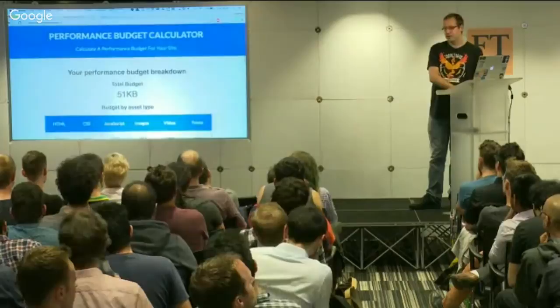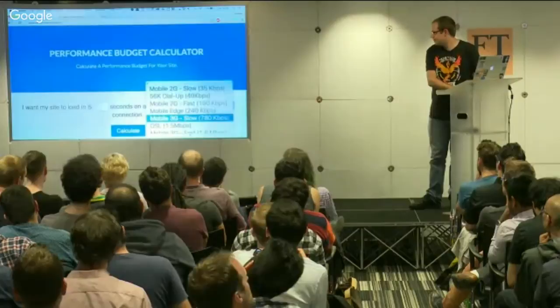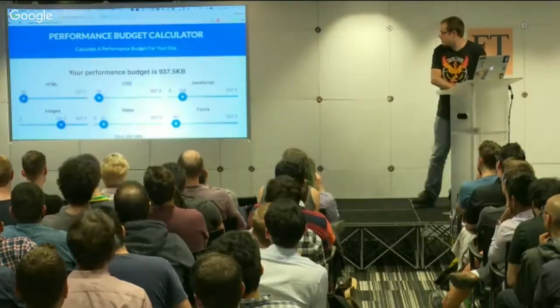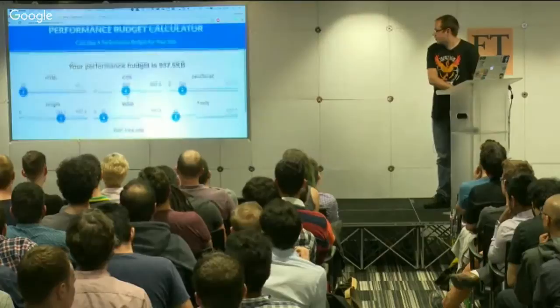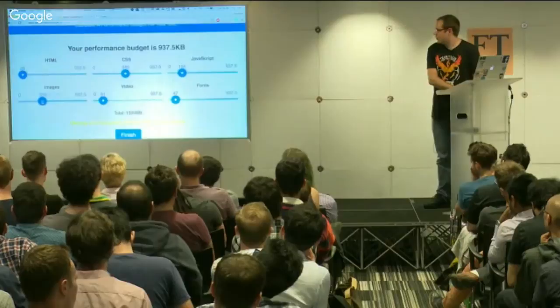Awesome. Let's try another budget. That's more realistic. So my 5 seconds on a TSL connection. Cool. We have a faster connection. So yeah, we've got 937 kilobytes to play with. Again, we can play with these. If we go over our total budget, it'll actually give me a warning. It will let me progress because it's your responsibility. But we can drop it down there.